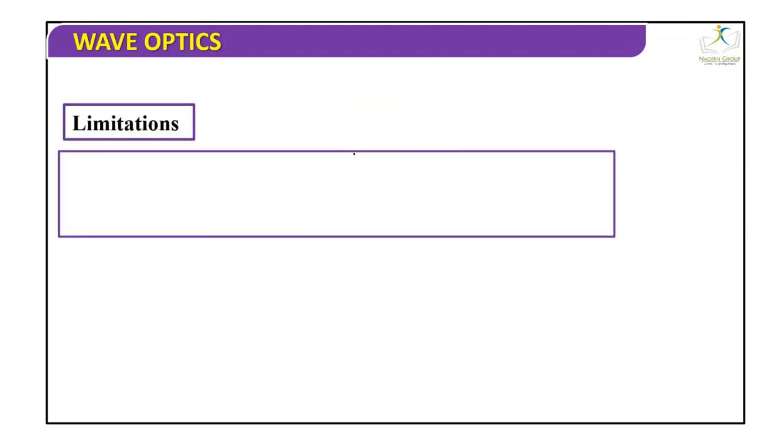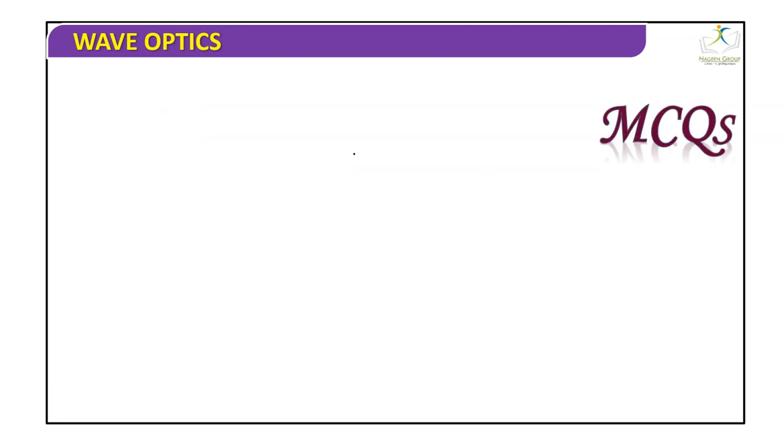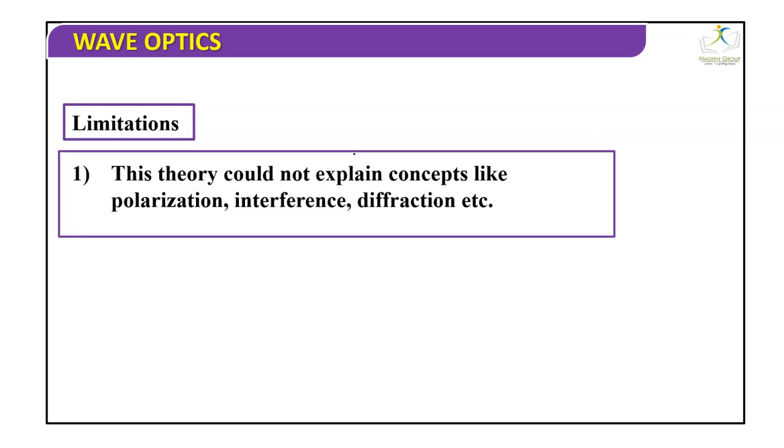But again it has some limitations. The first limitation is that this theory couldn't explain concepts like polarization, interference and diffraction. So students, as you observed, many scientists came, like Huygens, Newton and Einstein, but they did not reach the exact position. Somewhere the first theory was right, somewhere the second theory was right, and somewhere Einstein's theory, which is the third theory, is right.